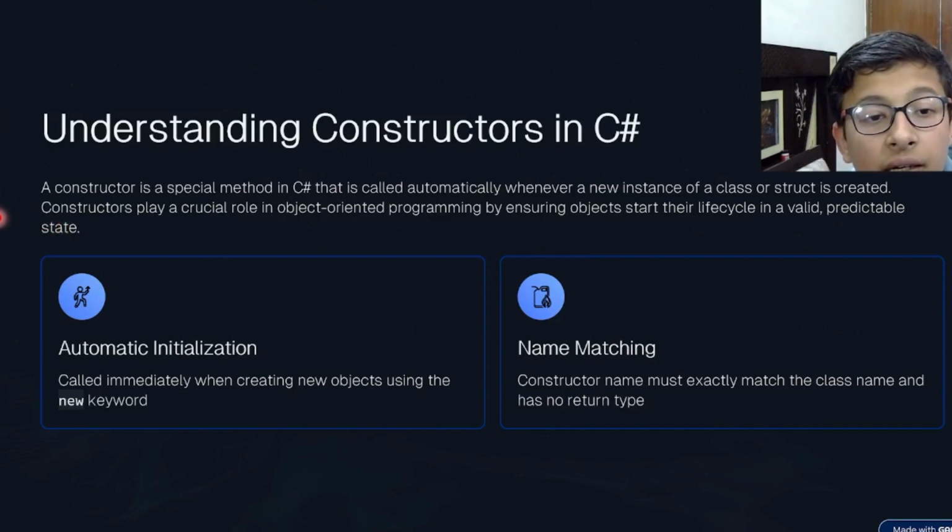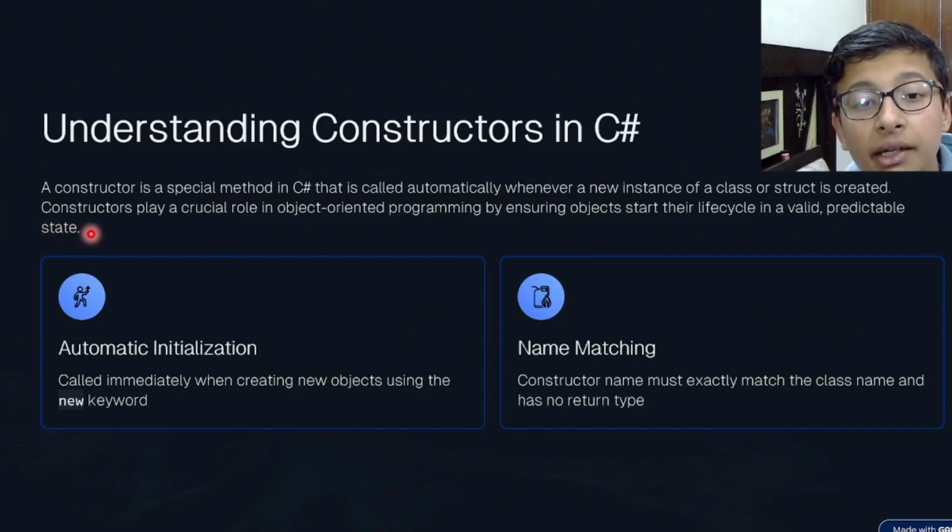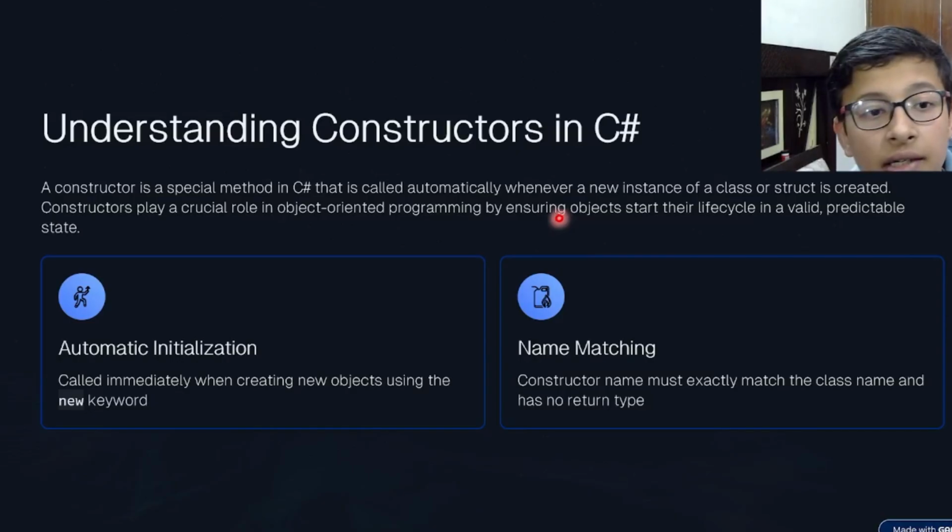So first of all, we will learn what is a constructor. You can see here a constructor is a special method in C Sharp that is called automatically whenever we create a new instance of a class. It means a constructor will automatically be created when you create an object of a class. In the previous lecture of C Sharp, we learnt how to create a class and an object of a class. So whenever we create an object of a class, it will automatically create a constructor.